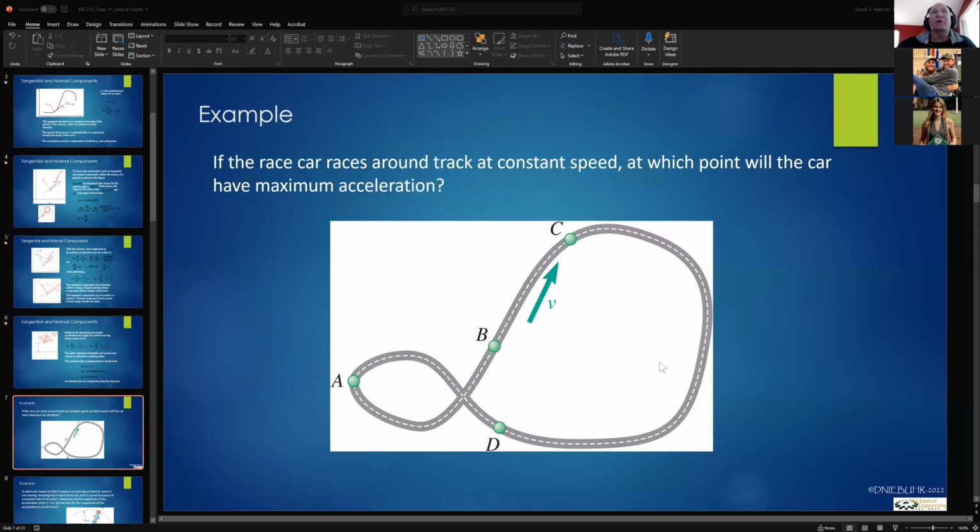And so we did this example last time where we talked about which one had the greatest acceleration, which made sense because it was the one that had the sharpest curve or the smallest radius.